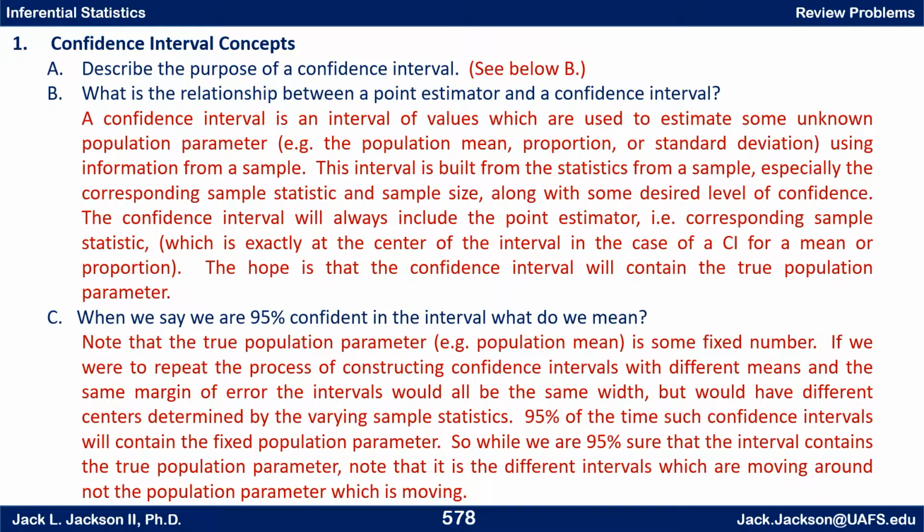When we say we're 95% confident in the interval, what do we mean? Note that the true population parameter, for example the population mean, is some fixed number. If we were to repeat the process of constructing confidence intervals with different sample means and the same margin of error, the intervals would all be the same width, but would have different centers determined by the varying sample statistics. 95% of the time, such confidence intervals will contain the fixed population parameter. So, while we are 95% sure that the interval contains the true population parameter, note that it is the different intervals which are moving around, not the population parameter which is moving.